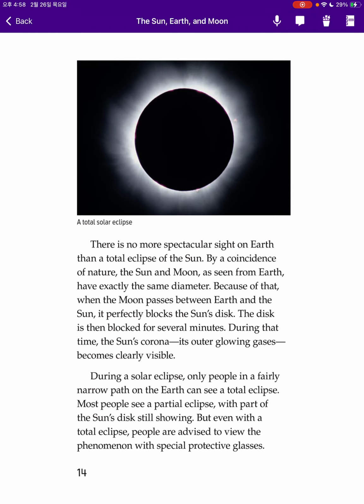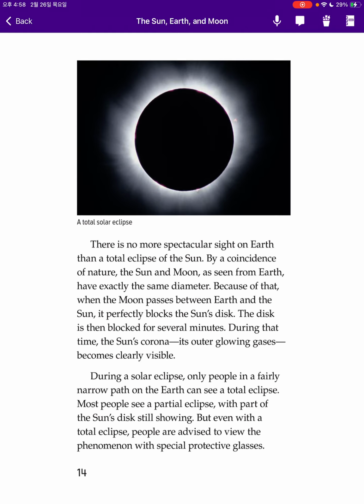There is no more spectacular sight on Earth than a total eclipse of the sun. By a coincidence of nature, the sun and moon as seen from Earth have actually the same diameter. Because of that, when the moon passes between Earth and the sun, it perfectly blocks the sun's disk. The disk is then blocked for several minutes. During that time, the sun's corona, its outer glowing gases, becomes clearly visible.